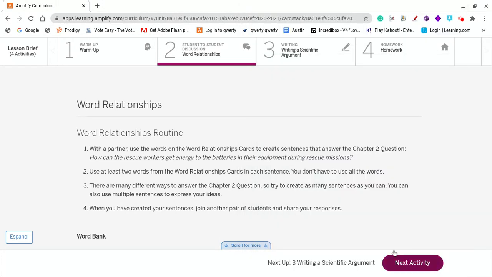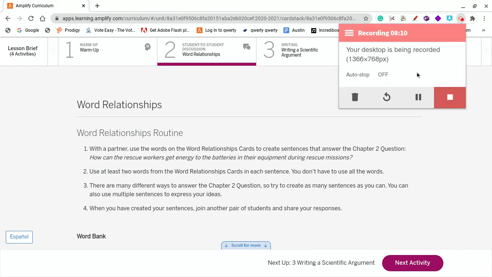Questions of what we're doing today? Okay, what? You bet. About 10 minutes to go. So I'm going to give you 10 minutes. Partner up. Create sentences using at least 2 words. Okay? Good?